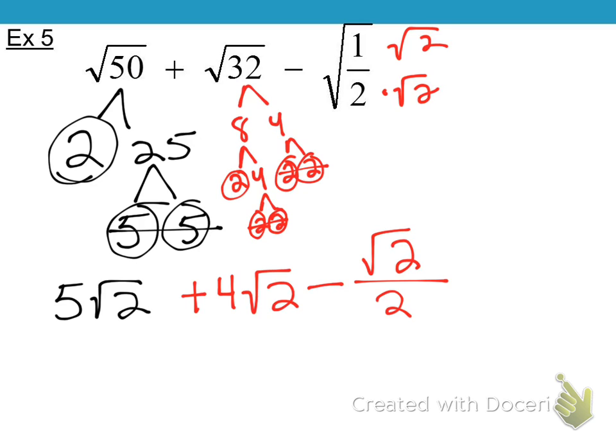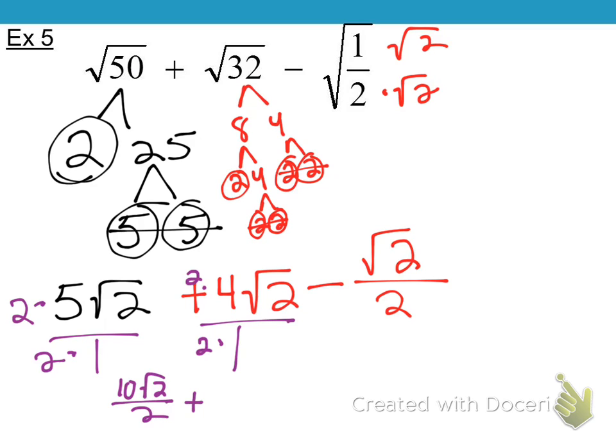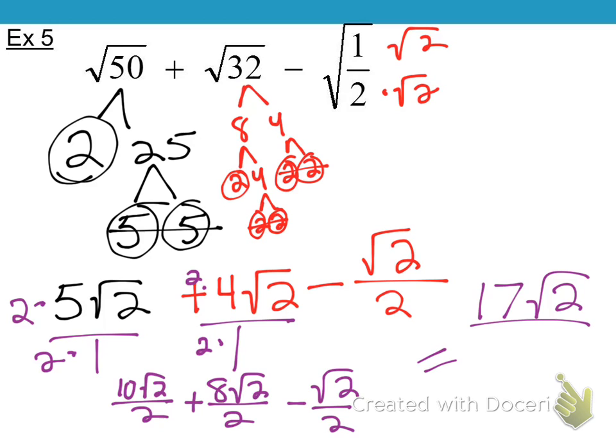All right, so you want to get common denominator of 2? So I'm going to make these each a 1. So multiply by 2 over 2 and 2 over 2. 10 square root 2 over 2 plus 8 square root 2 over 2 minus 1 square root 2 over 2. Is 17 square root 2 over 2. All right, and can I simplify any part of that? No. Nope, that is it.